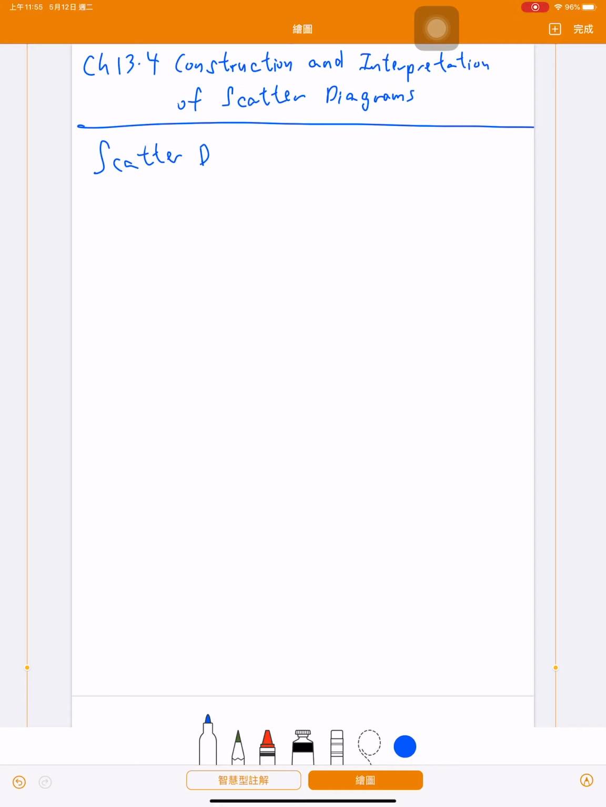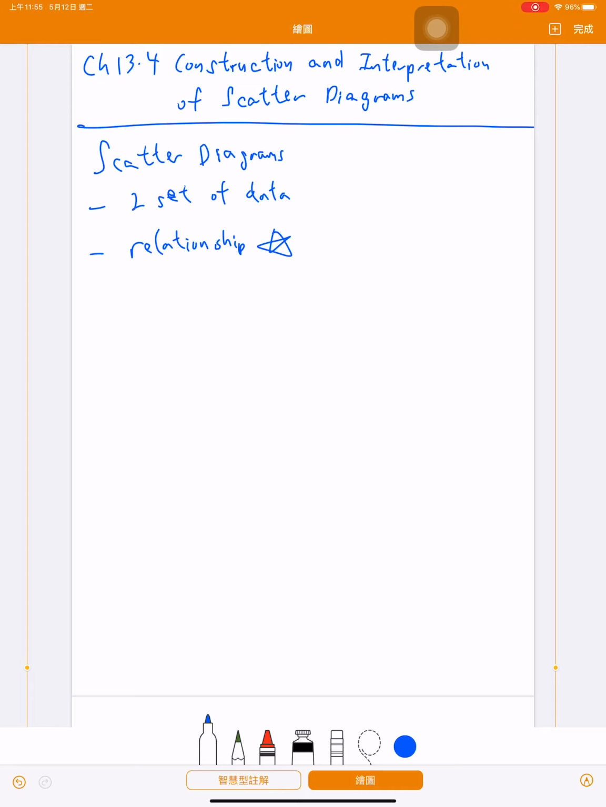Usually we use this diagram to show two sets of data, and we are mainly focused on finding the relationship between them. This one is very important. Memorize the use of this diagram.